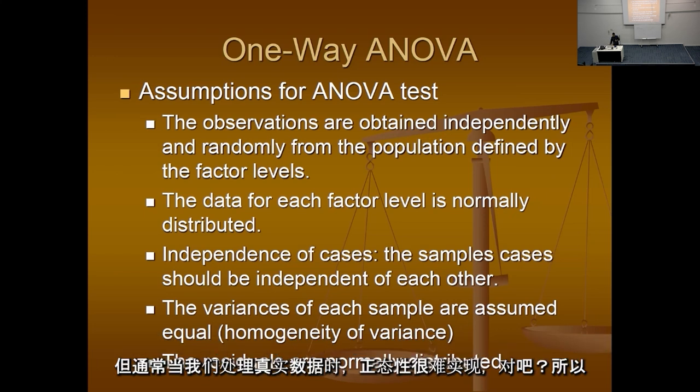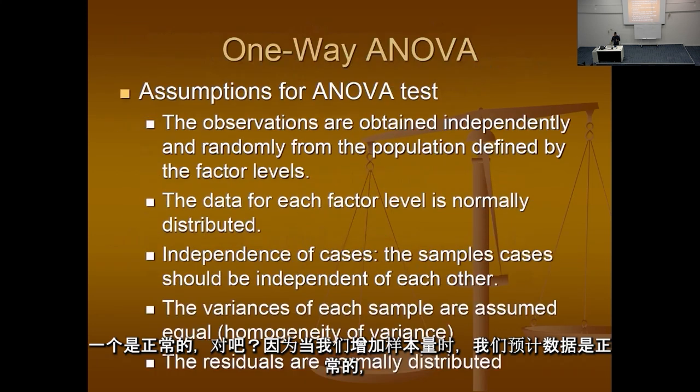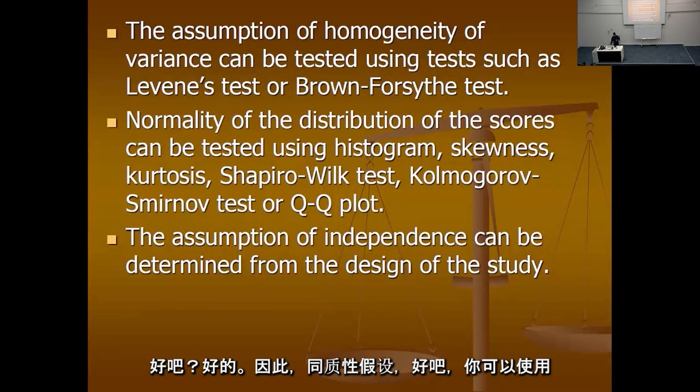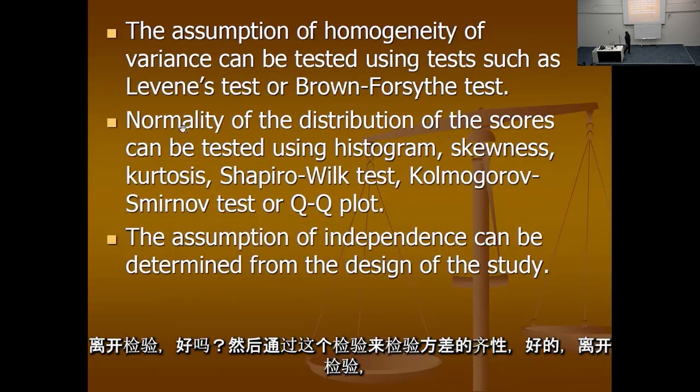But when we deal with real data, normality is difficult to achieve. You will always find that the data is not normal. However, according to the central limit theorem, if the data is more than 200 for regression, then we can consider it normal, because when we increase the sample size, we expect the data to be normal.